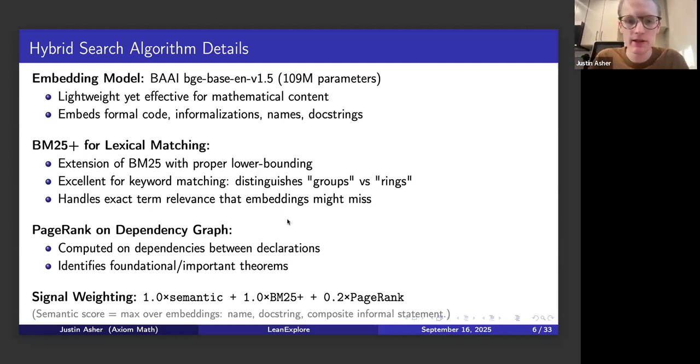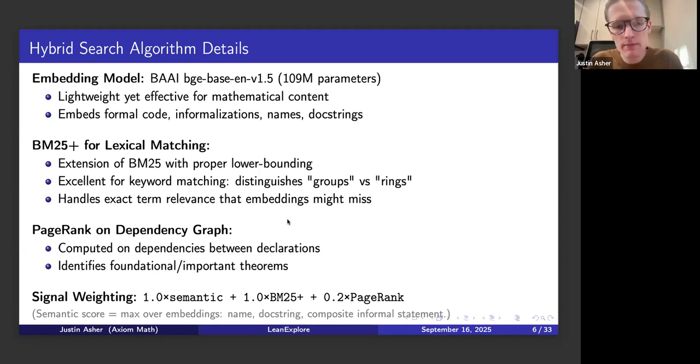And this was relatively consistent. So on top of that, I used a BM25 plus search algorithm. The BM25 plus search algorithm is a keyword search algorithm, which means that when you search for something like a group or a ring in Lean, it can distinguish between what those things mean. And so this handles the exact term relevance that the underlying embeddings might miss.